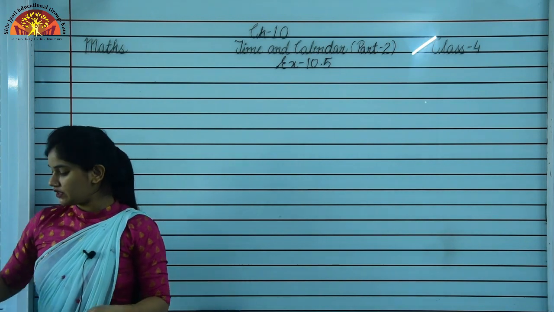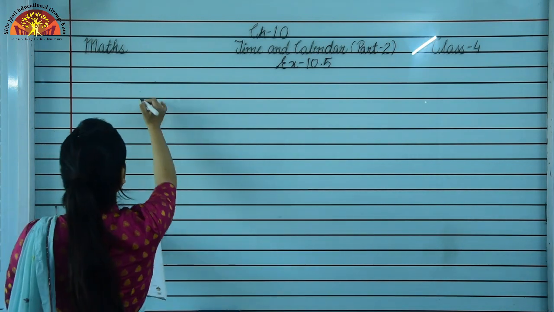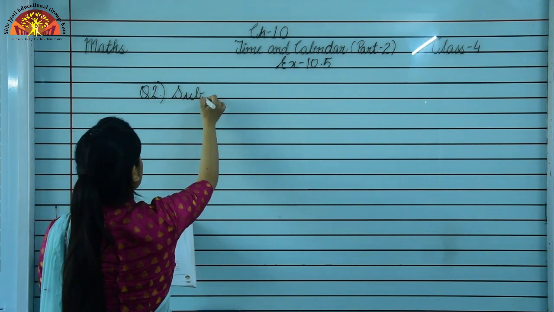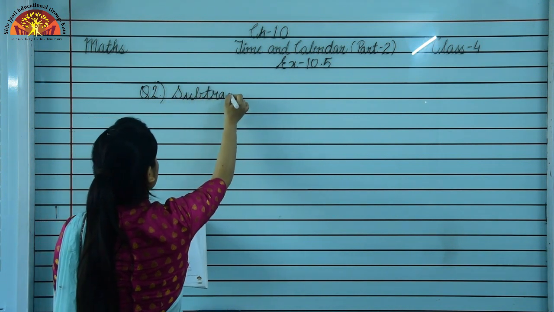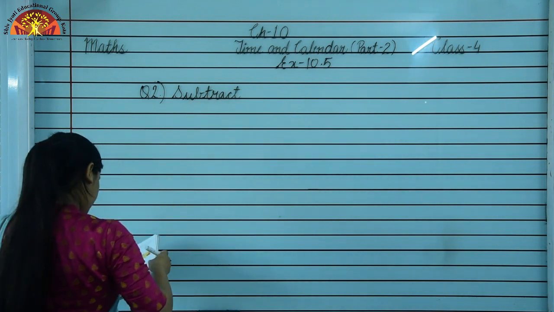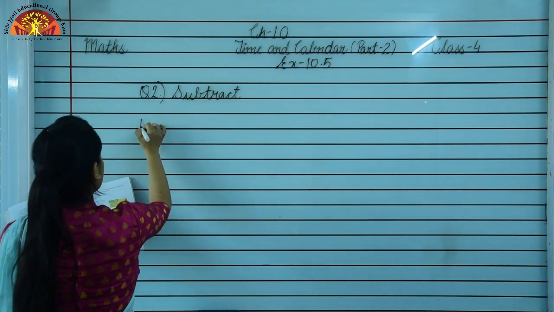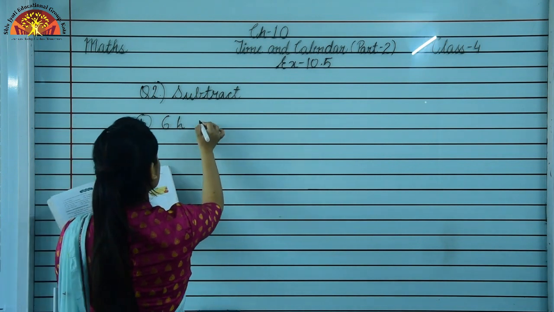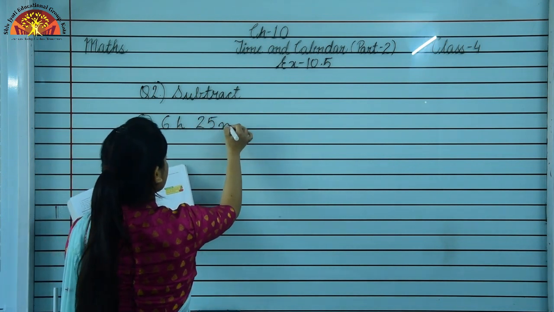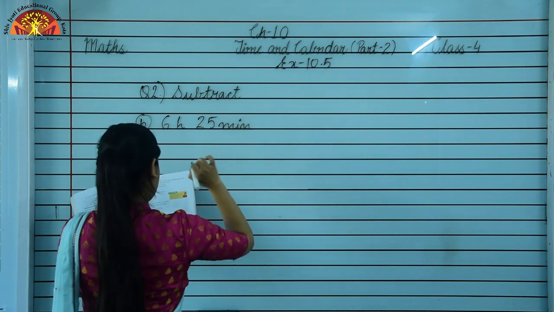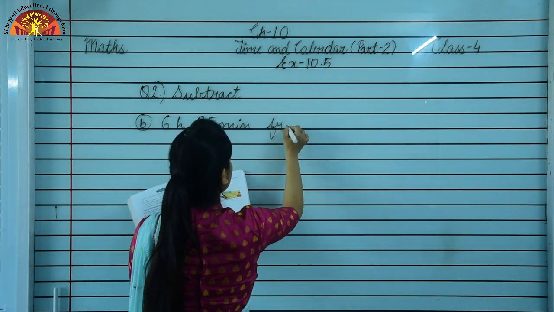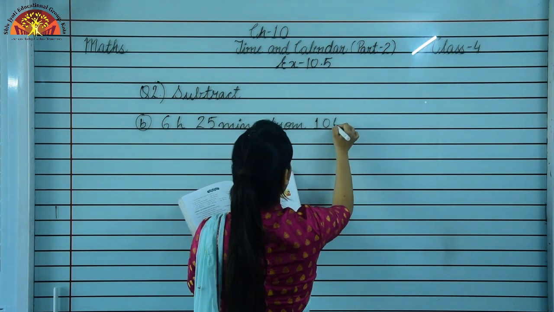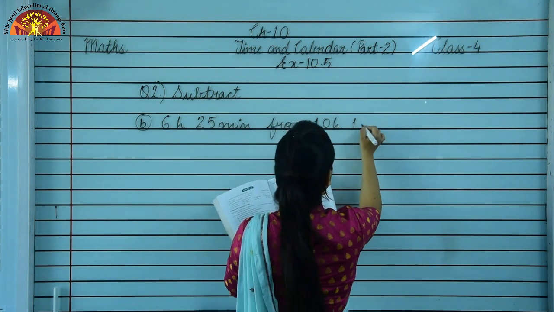So question 2 is subtract, and I am taking B part of this question. 6 hours, 25 minutes from 10 hours, 10 minutes.